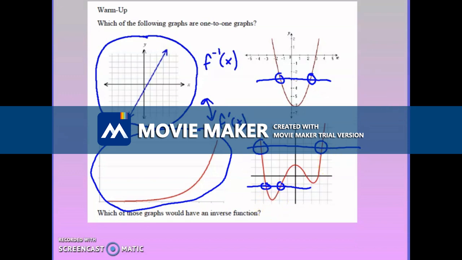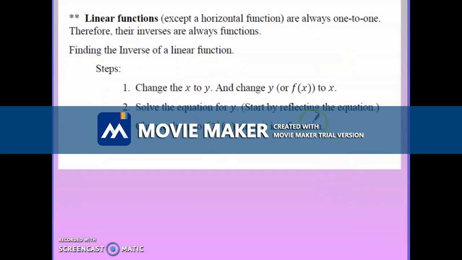All right. So today we're just going to focus on linear functions. Every linear equation is a function, whether it's rising or falling. The only one that's not is a vertical line itself. That's not a function. So the inverse of every linear function is also a function. They're one-to-one, unless it was a horizontal line, but we won't have to deal with any of those.